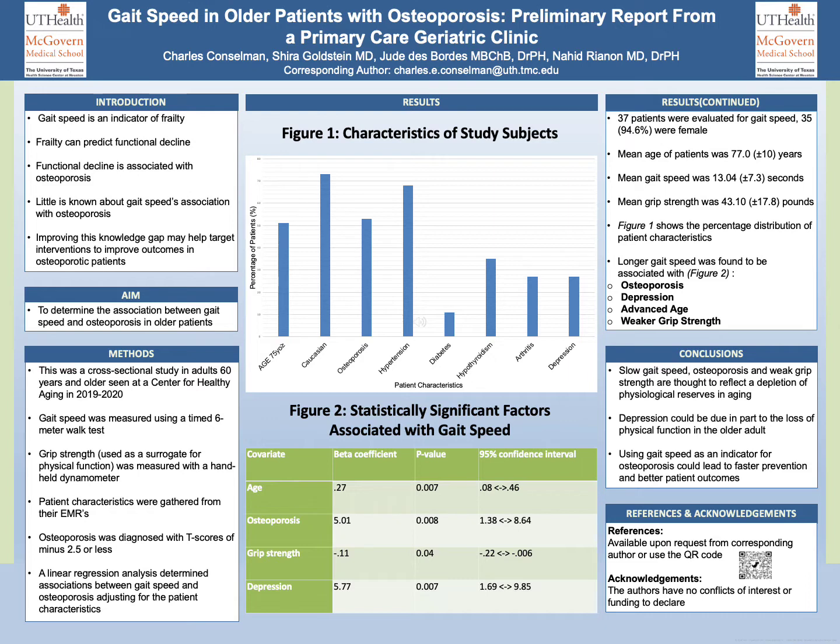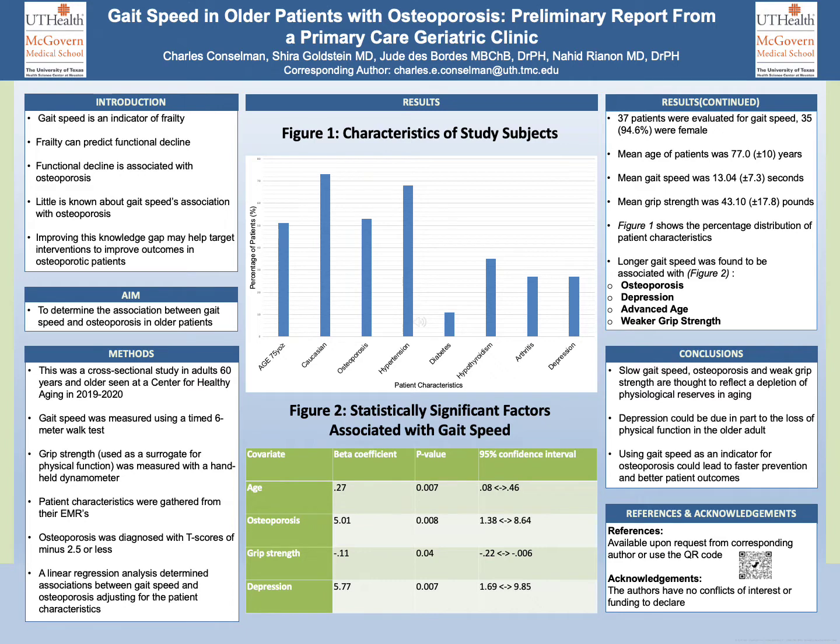Now, in this study, a total of 37 patients were evaluated for gait speed, with 35 of them being female. The mean age of patients was 77 years old, the mean gait speed was 13 seconds, and the mean grip strength was 43 pounds. And what we ultimately found in this study was that longer gait speed was associated with osteoporosis, depression, advanced age, as well as weaker grip strength.